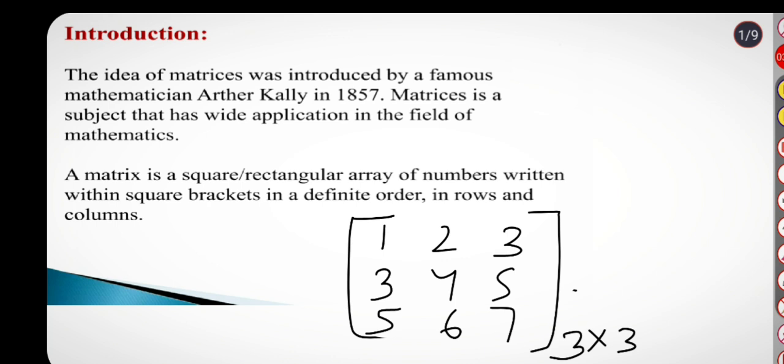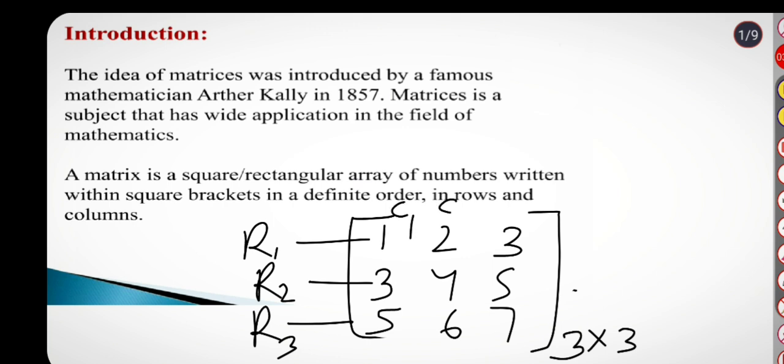This is the 3 cross 3 matrix. Because there are three rows, you can name them R1, R2, R3, and there are columns also, C1, C2, C3. It's column 1: 1 3 5, column 2: 2 4 6, column 3: 3 5 7.